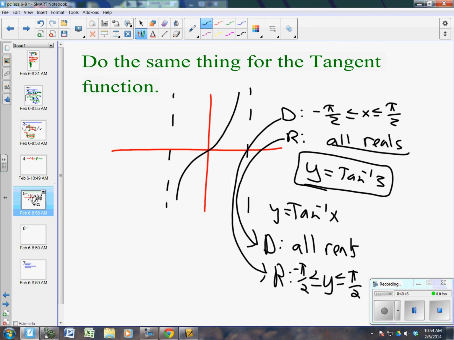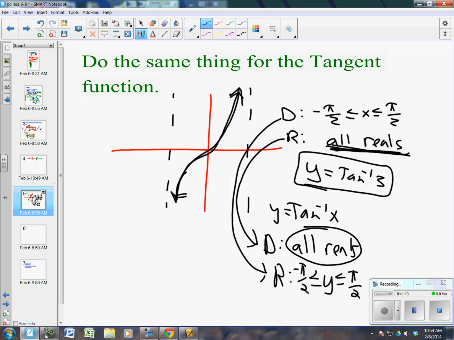Between -1 and 1 on the cosine, but on the tangent, it can be any real number. Your input can be any real number. The range of this function goes on forever. It goes up forever and down forever. So the range of this one was all real numbers.